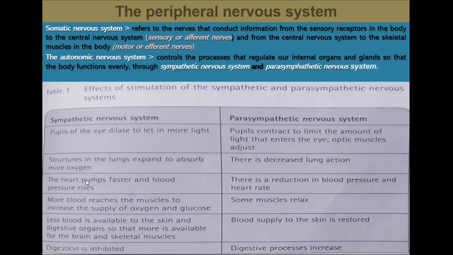As soon as your heart pumps faster and blood pressure rises, more blood reaches the muscles to increase the supply of oxygen and glucose. They work hand in hand. As more oxygen and glucose are supplied through more blood, less blood is available to the skin and digestive organs.